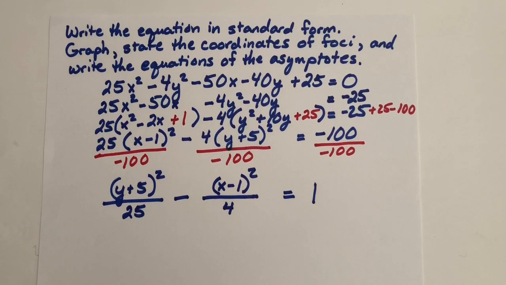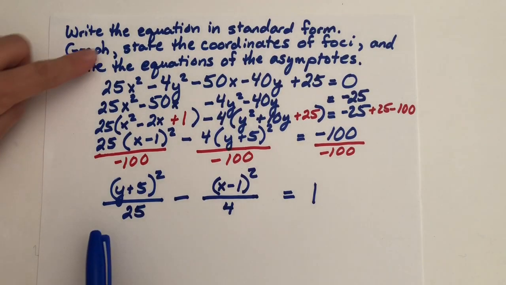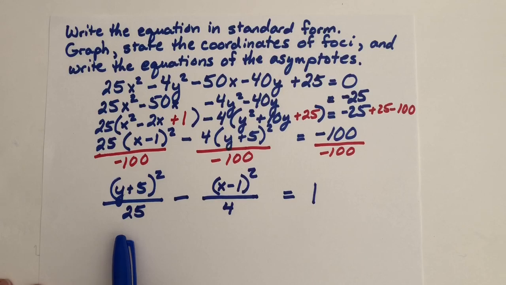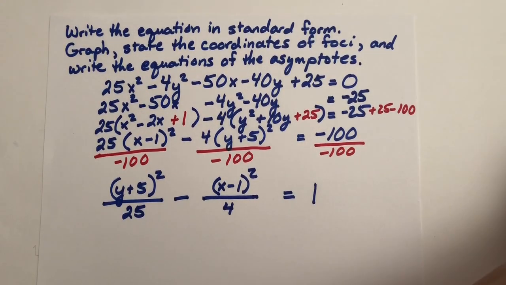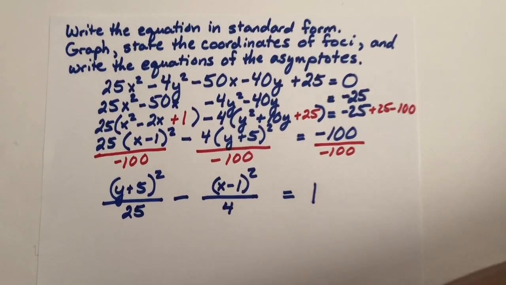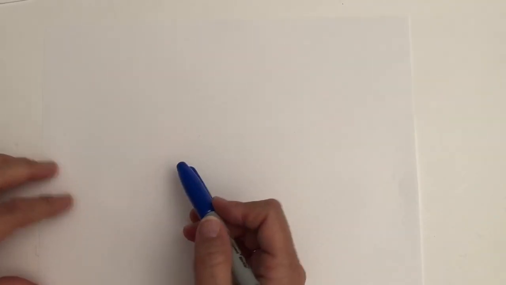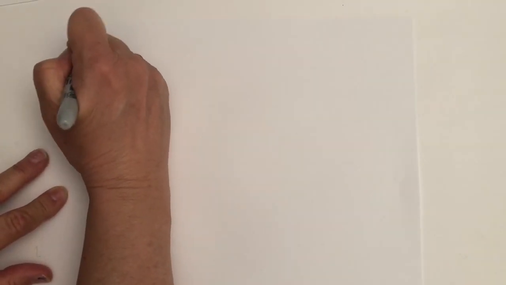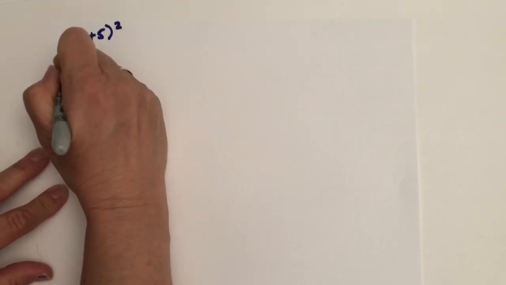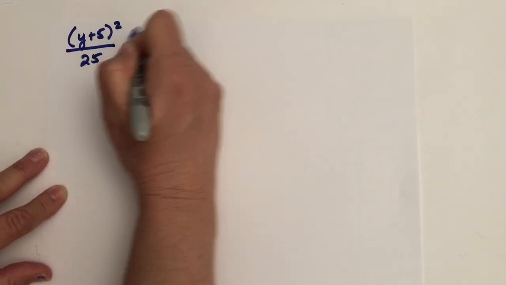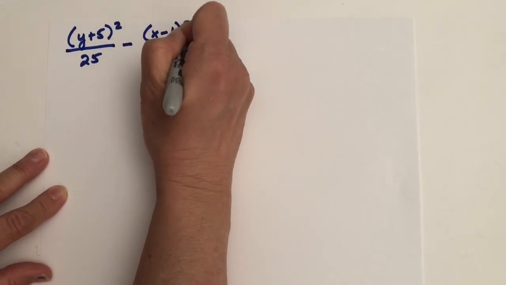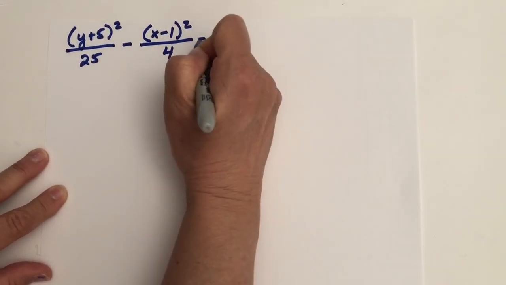So let's move on now and just practice graphing, finding the coordinates of the foci, and writing the equations of the asymptotes. And I'm going to grab a new piece of paper so that we will have space for that. So here we go. And let's write the equation here. Again, it was y plus 5 squared over 25 minus x minus 1 squared over 4 equals 1.